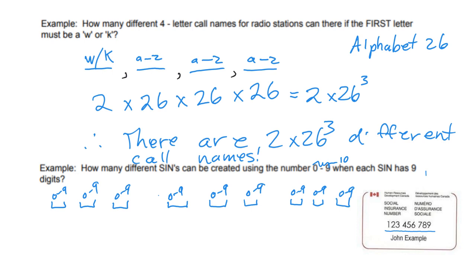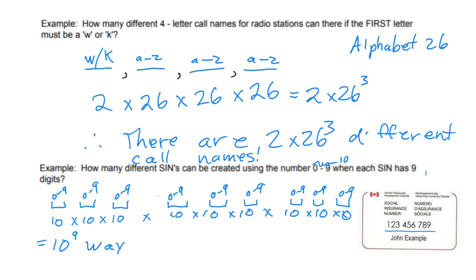Okay, so for position 1, there are 10 choices. And for position 2, there are another 10 choices. And for position 3, there are another 10 choices. And when we get to position 4, 10 choices. And you'll see where this goes. And when we calculate this, this gives us 10 to the 9 different ways. Therefore, there are 10 to the 9 different SIN numbers. And we're done.